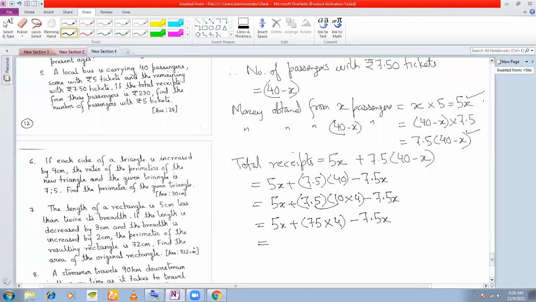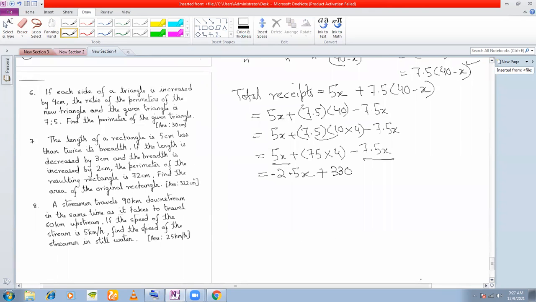Okay, you also have 5x minus 7.5x. So this becomes minus 2.5x, right? And 75 into 4 is 300. So how did 2.5x come from 5x minus 7.5x? Okay.